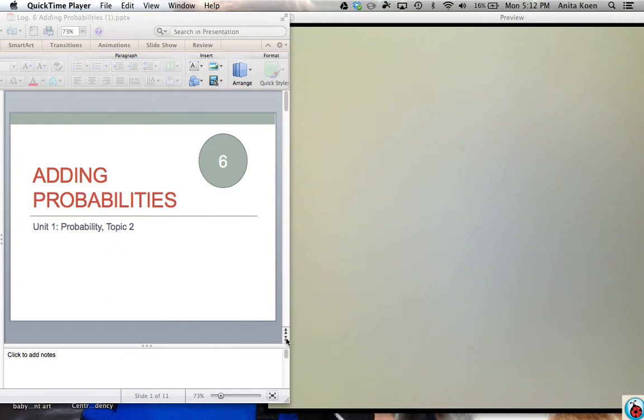Today's lesson will be on adding probabilities. This should go on a new log page, and it should also go in your table of contents for log page 6, adding probabilities.